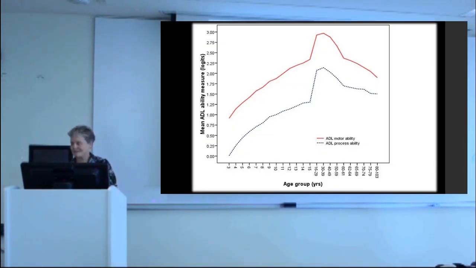Now, just because I'm going to put a plug in for HIV and aging, this is a diagram showing AMPS motor and process skill measures across the lifespan for healthy individuals. So we can use the AMPS, and persons who are healthy adults are not maxing out on the scale.